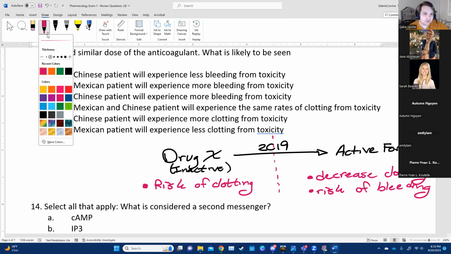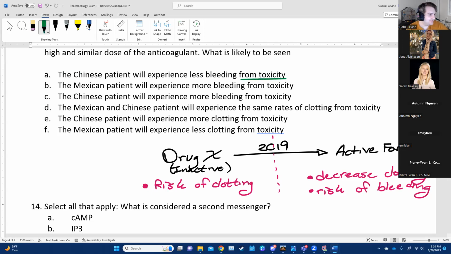The confusing part of this question is this vocabulary, from toxicity. When we think of toxicity, what I want you to think of is extremely high doses.